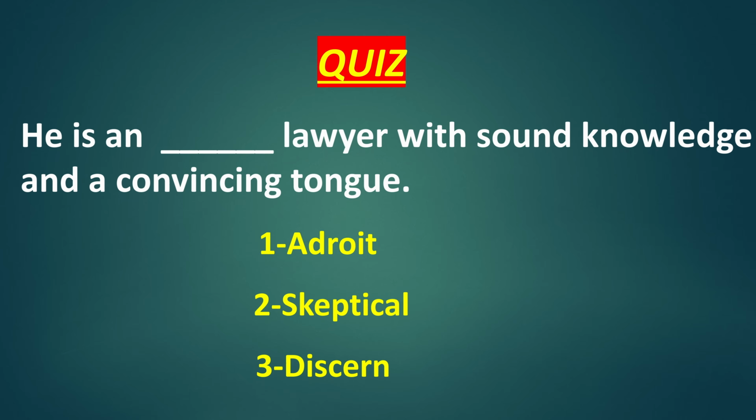Next question: he is an blank lawyer with sound knowledge and a convincing tongue. And the options are adroit, skeptical, discern. And the correct answer is adroit. He is an adroit lawyer with sound knowledge and a convincing tongue.